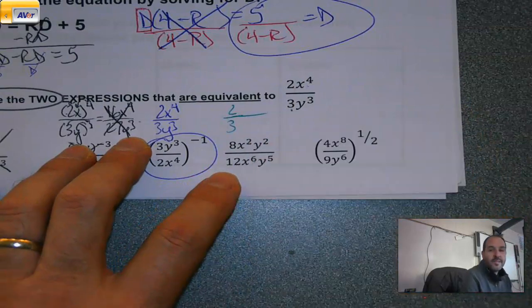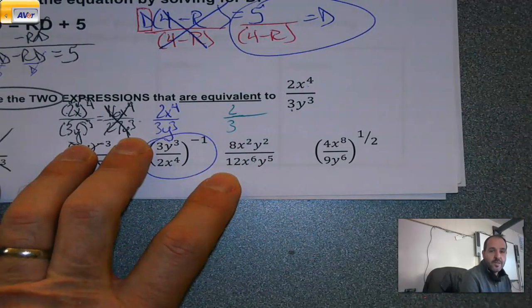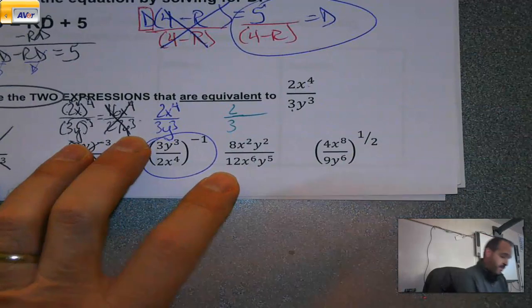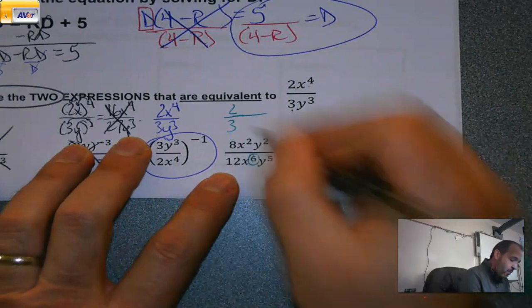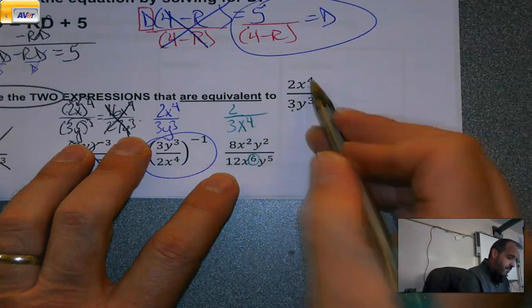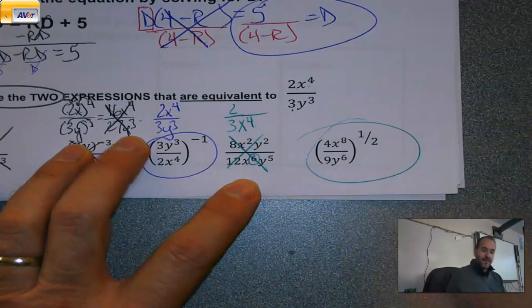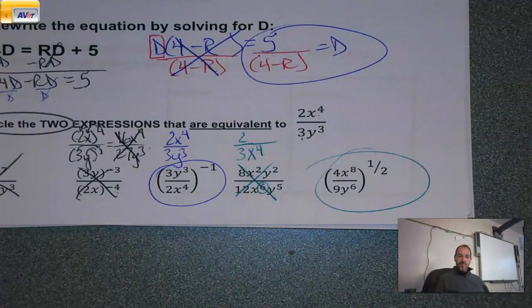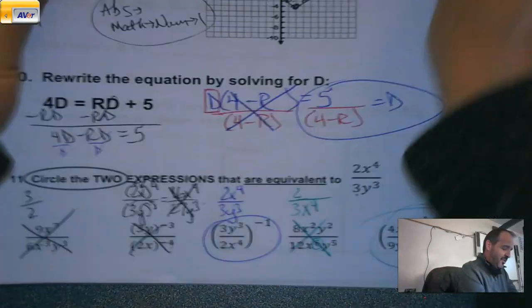What's the rule when we're dealing with exponents? You subtract them. 6 minus 2 is 4. X to the 4. Uh-oh. Nope, not supposed to be on the bottom. It's supposed to be on the top. Just by elimination, it has to be that one. It's a strategy. It's a strategy. So 2 of those work.